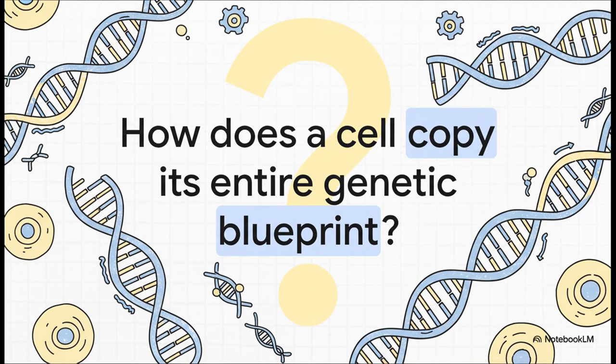So, let's start with the big question that baffled scientists for a while. Think about it. Before any of your cells can divide to, say, heal a cut or just help you grow, it has to duplicate its entire genetic manual. How on earth does it manage to do that with such incredible precision?